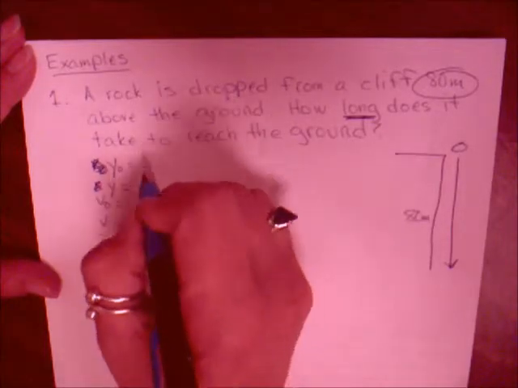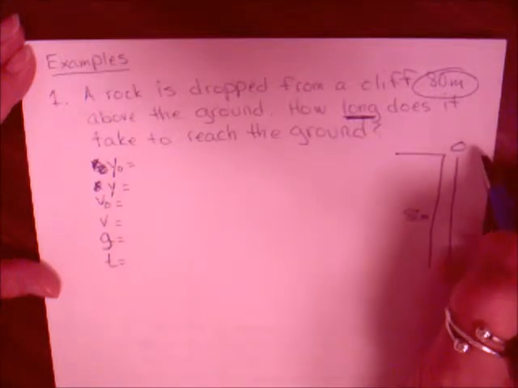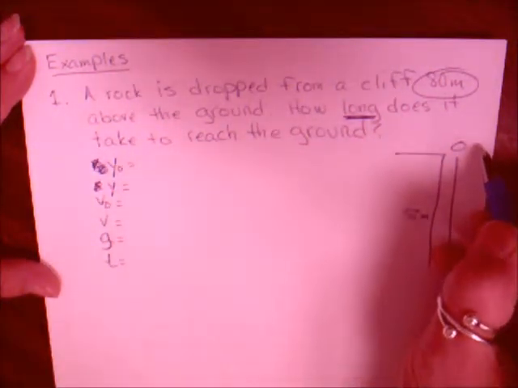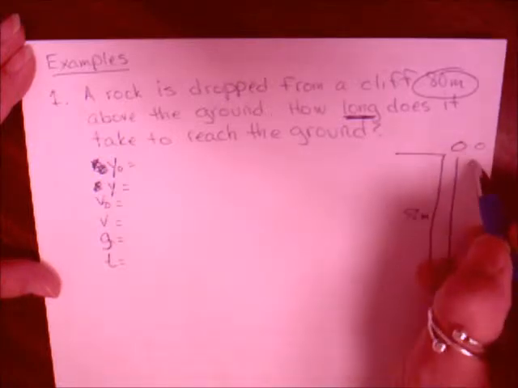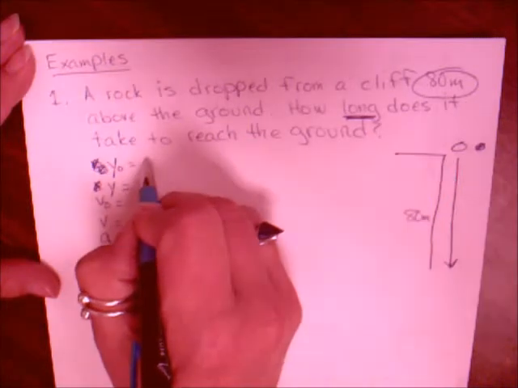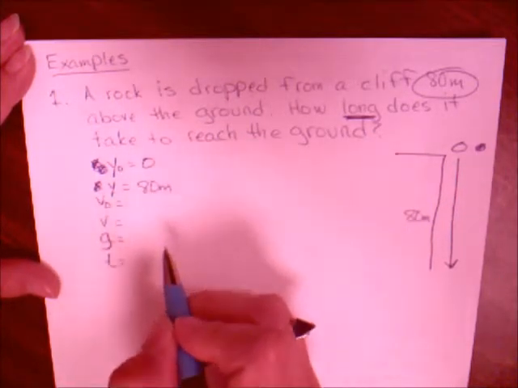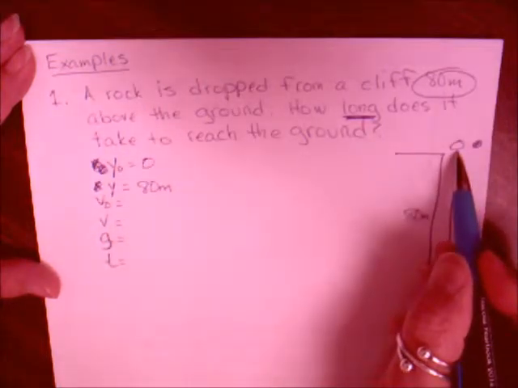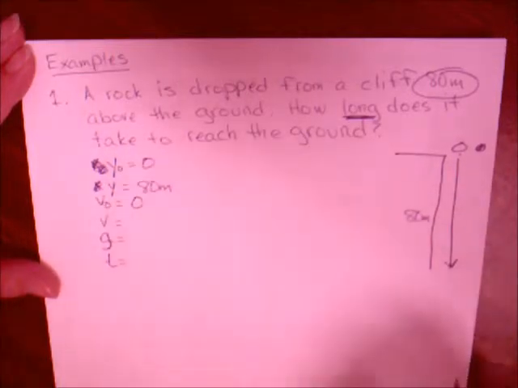So we're going to assume that our y naught is going to be 0 up here and 80 meters down at the bottom since it is falling. So our y naught is 0. Our y is 80 meters. We do have our v naught because it was dropped from rest, so we can assume that it's at rest. So there are things that we can assume in problems.